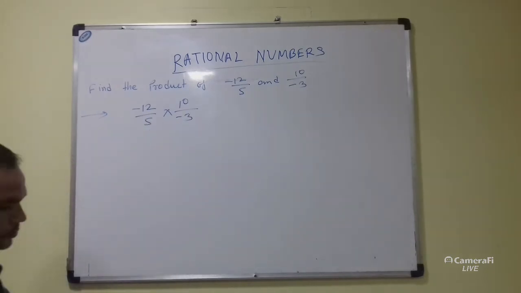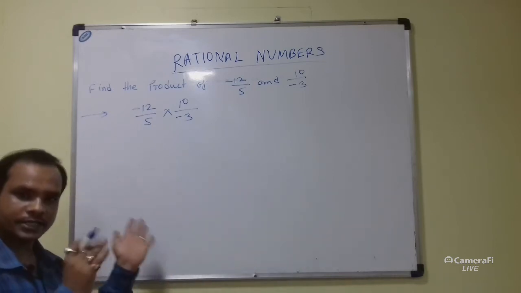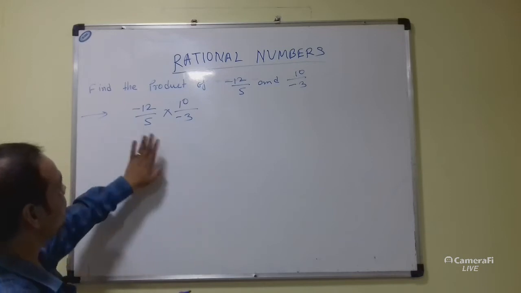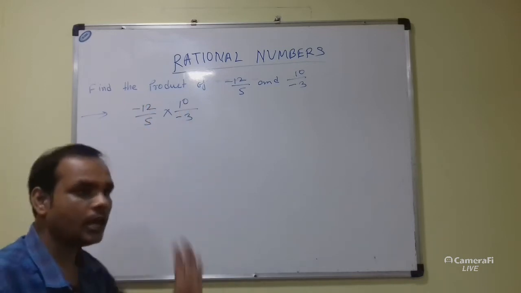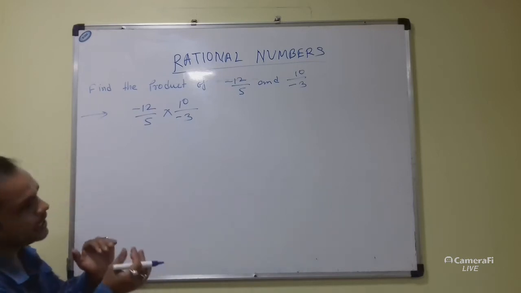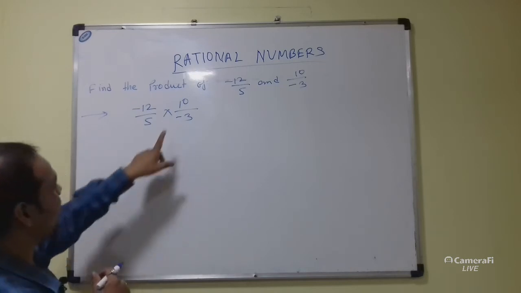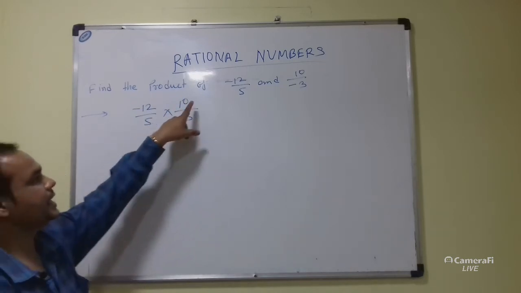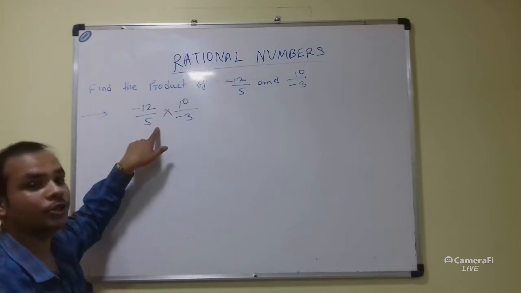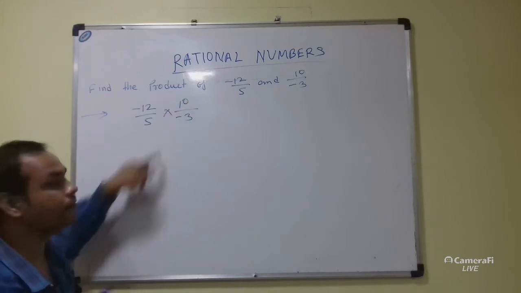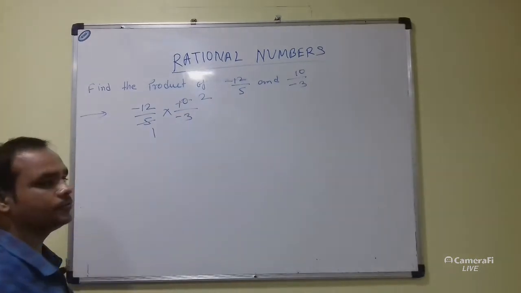Now at first, students, we have to see what the numerators and what the denominators are. Here the numerators are minus 12 and 10, and the denominators are 5 and 3. Now we have to see whether there is any common divisor of numerator and denominator. Yes, we can see 10 and 5. Here 10 is a numerator and 5 is a denominator. 10 and 5 can be divided by a common number, that is 5. So 10 divided by 5 is 2 and 5 divided by 5 is 1.